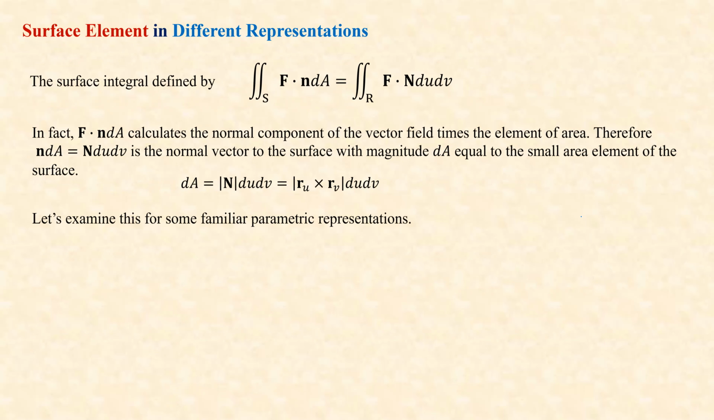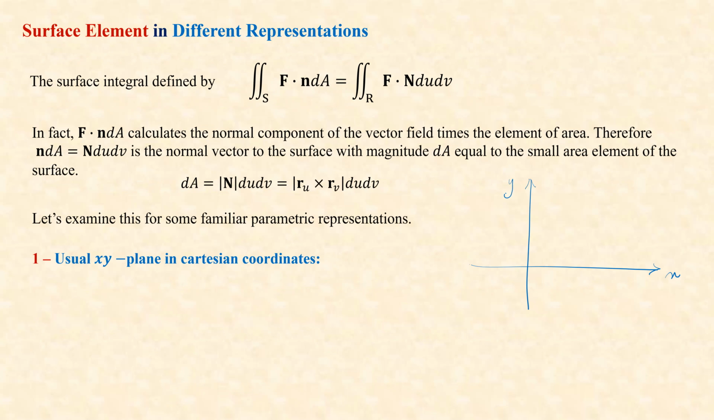So let's see that in different cases. For example, if you have an usual xy plane in Cartesian coordinates, when you have xy plane, x and y, the r is what? For every point you have r like that, that has two components, x and y, right? And then r_u, let's say x is u and y is v. Then r_u, which is r_x, becomes 1 and 0. That is the i hat, the unit vector in that direction.